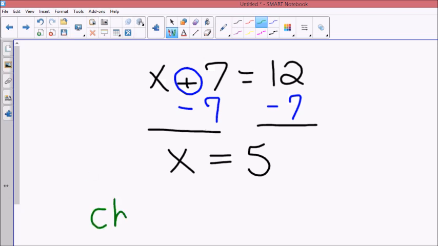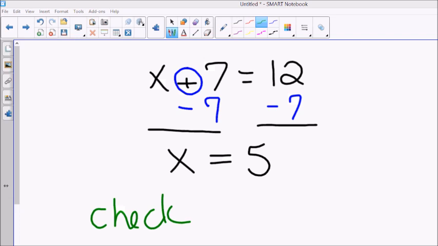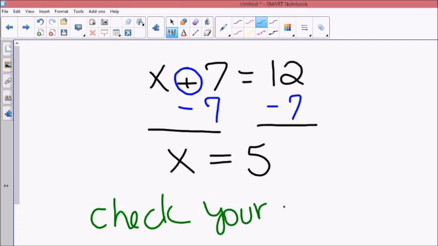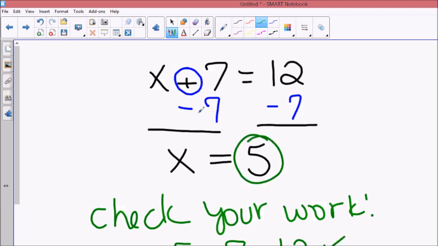Now the nice thing is, we can check our work. By plugging in the solution we got, the 5, plug it into the original equation and make sure that the statement is true. 5 plus 7 is 12. We know that 5 is actually the solution to that equation.